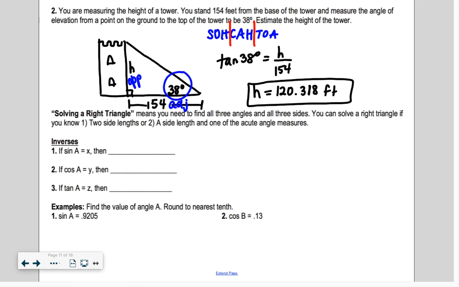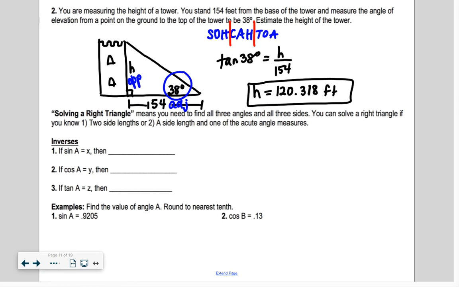All right, so the last thing we have to talk about is how do we solve for an angle? Okay, so sometimes you might hear me say, solve the right triangle. And what this means is you need to find all the missing angles and all the missing sides. So sometimes you might be given some sides and you need to go backwards and find the angle. Okay, so look on your calculator.